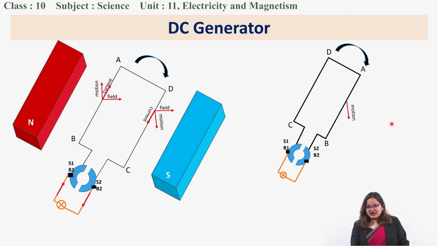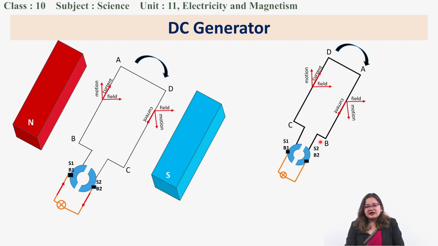So the motion is downwards, the magnetic field is again similar, so the current goes in the downward direction. What about in DC? The motion is going in the upward direction, the magnetic field is the same as that in AC, so the current is going in the upward direction. Now if you look at these split rings, although it has rotated, what is happening?